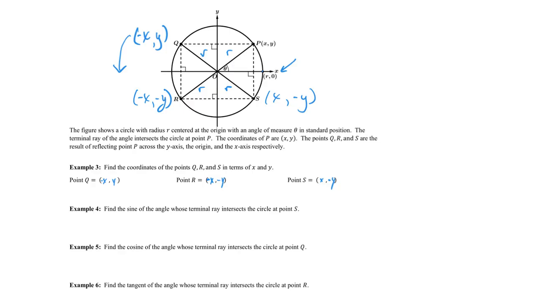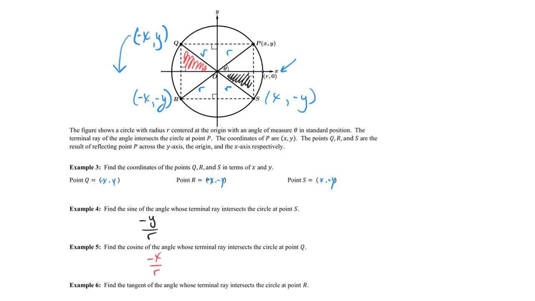Find the sine of an angle whose terminal ray intersects the circle at point S. So we're talking about this triangle right here, right? And sine goes with y. So the y value for there is negative y, and the radius is r. What about 5? Find the cosine whose terminal ray intersects the circle at Q. So now we're talking about this triangle. Cosine goes with x, so it's negative x over r.